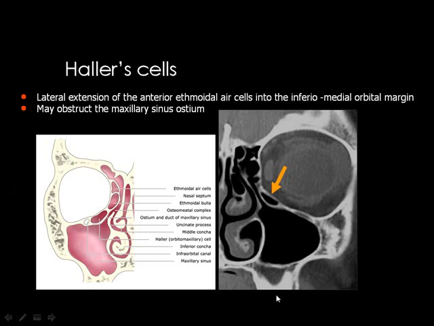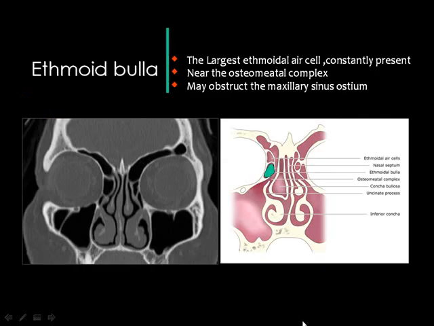And this is one of the important cells, also known as the Haller cell, which is the extension of the pneumatization into the orbital floor, intimately related to the ethmoid infundibulum, and it may encroach significantly on the osteomeatal unit, as you can see.